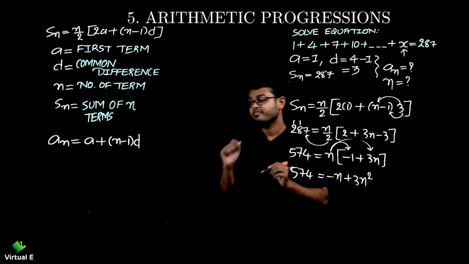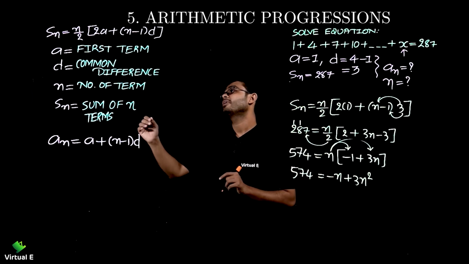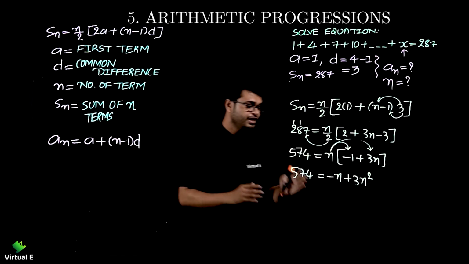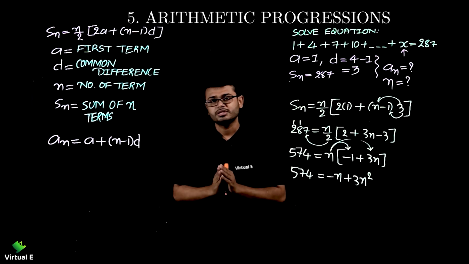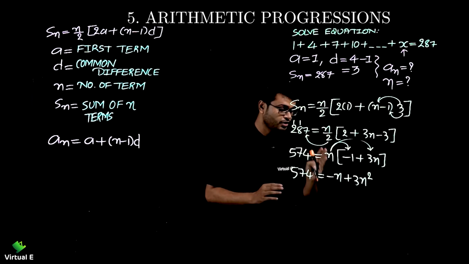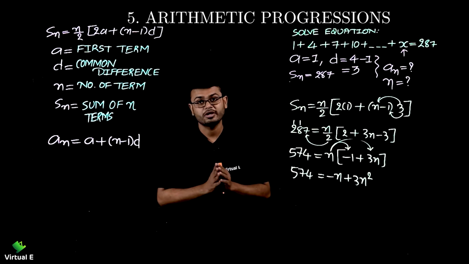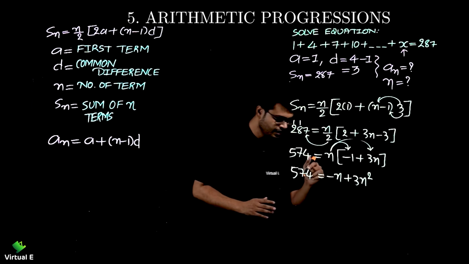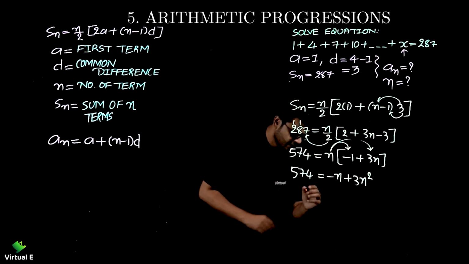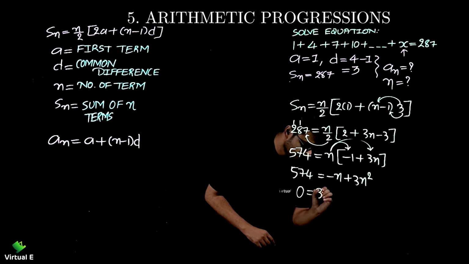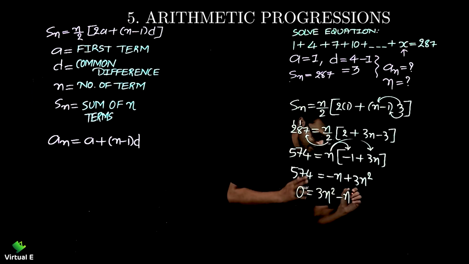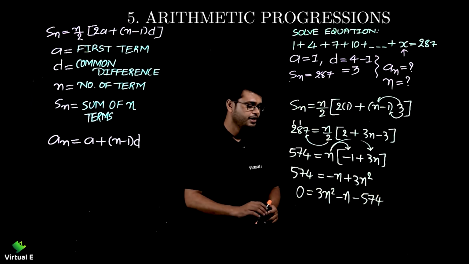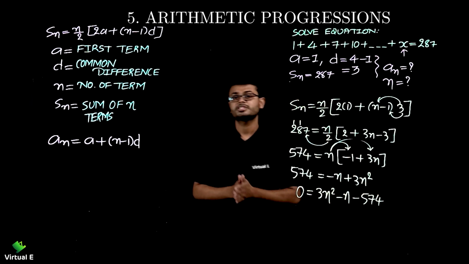I told you in the previous question, whenever we are going to find the value of n from the formula of Sn, we will get a quadratic equation. So you need to have good knowledge of solving quadratic equations. Practice sums based on it, so it is easy to get the value of n. Let's simplify further. I am taking 574 to that side. So 0 is equal to 3n square minus n minus 574. Okay, now we need to solve this quadratic equation.